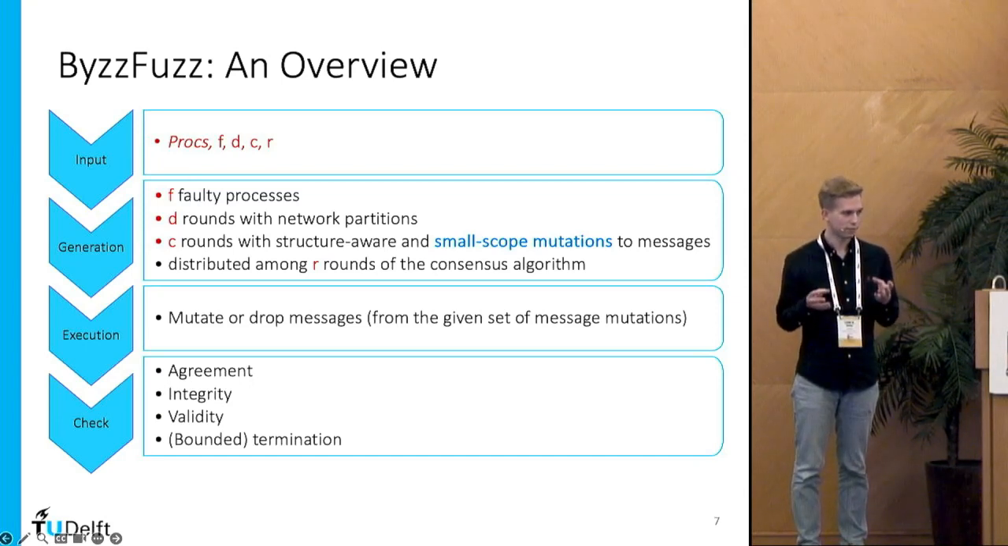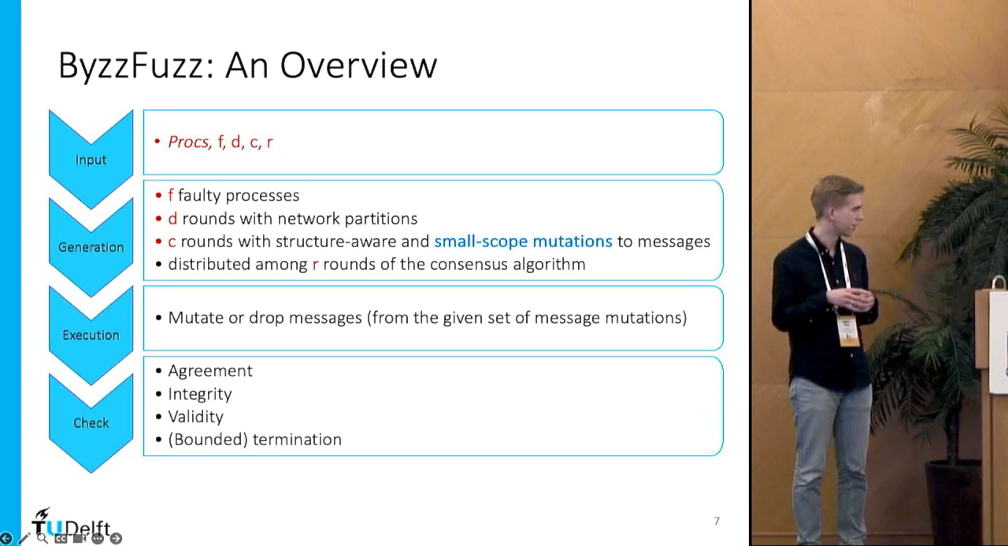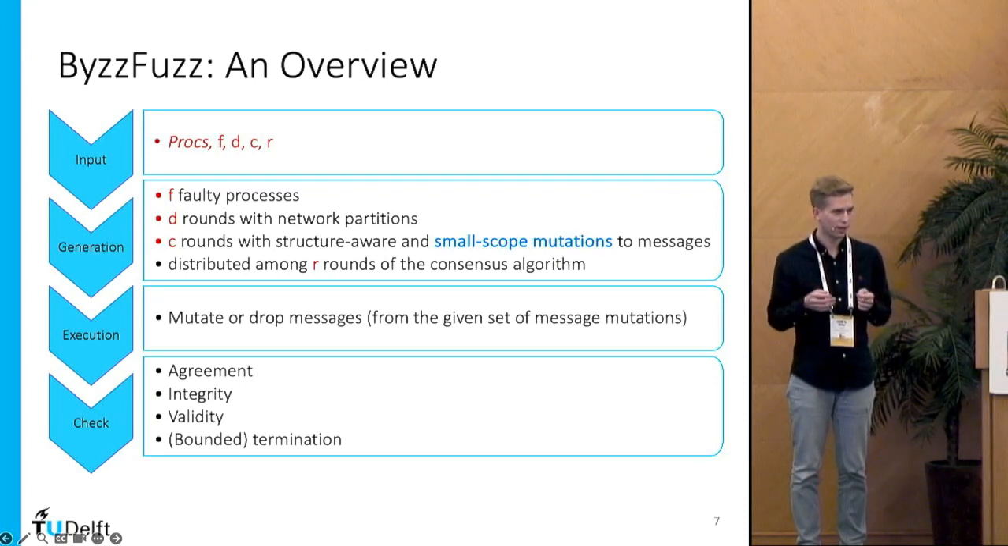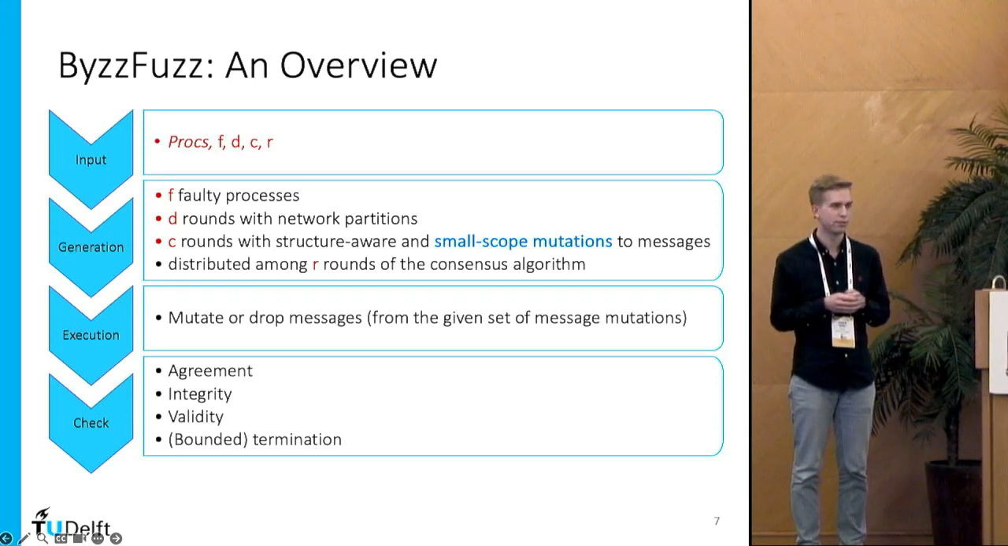Once this is done, ByzzFuzz can start the execution of the protocol. We mutate or drop the messages that are sent between the different processes according to the previously generated fault configuration. For this, we use a given set of message mutations that has been supplied. After the execution completes, we check for the 4 consensus properties of agreement, integrity, validity, and bounded termination.